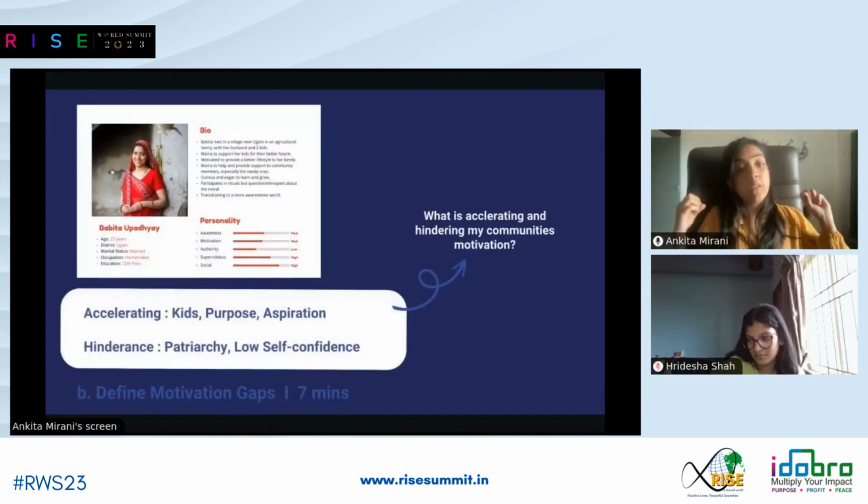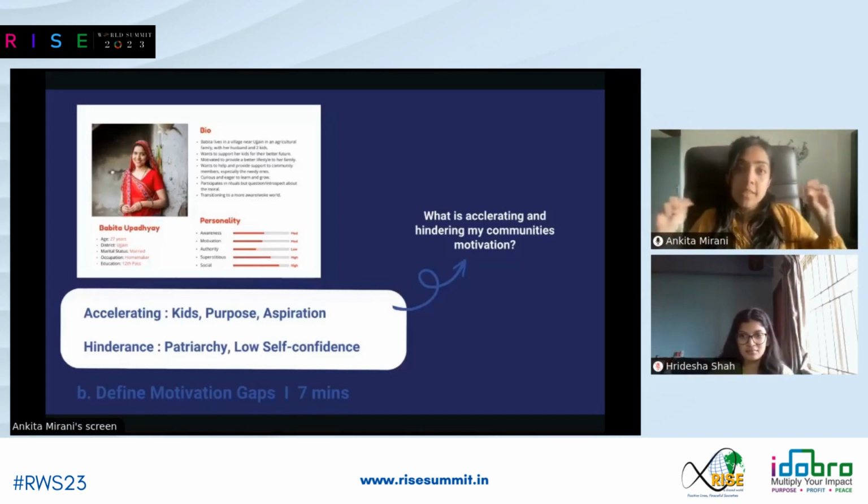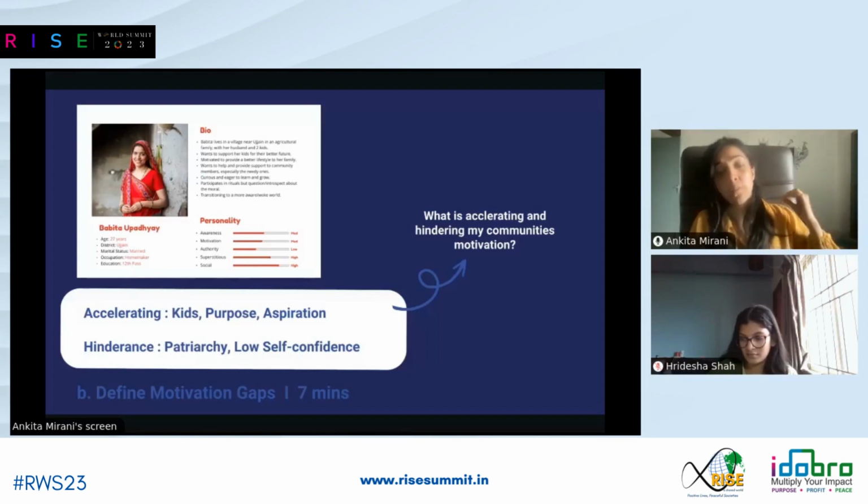Moving ahead, we look at motivation gaps. And again, here we look at it from two lenses, which means what really accelerates my community's motivation and what again is a hindrance to my community's motivation. From the case study that we're talking about, when we looked at accelerating, the one question we asked them was, why are you doing this? Which really helps you understand anybody's motivation.